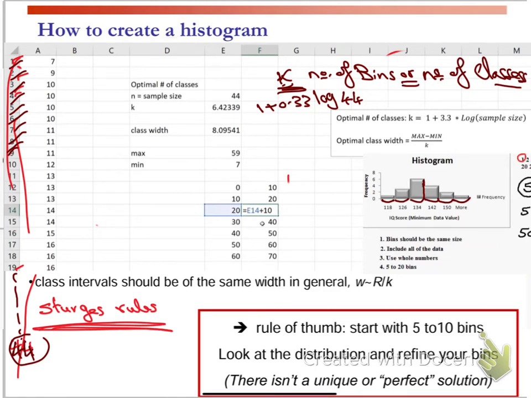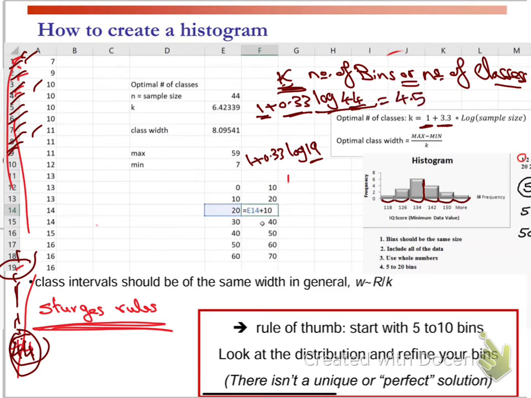So Sturges' rule says 1 plus 3.3 log of the number of readings, measurements, or observations. In my case, it is up to 44. It is not appearing here, but it's up to 44. Even if you consider up to 19, it will just be log 19. So 1 plus 3.3 log 19 or log 44 and so on. For example, if you arrive at 4 point something, 4.5, 4.2, 4.0, you round it up to the next one. So it will be 5, for example, or 6, or 7, and so on.